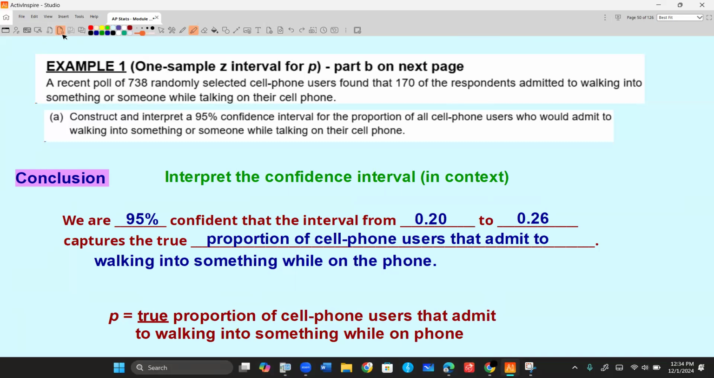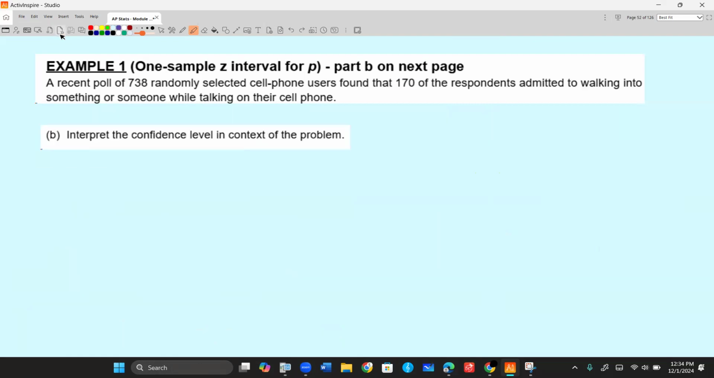And then the textbook will call this the conclude. So the textbook says state, plan, do, conclude. I say procedure, parameter, conditions, calculations, conclusions. So I like to use those 5 things to remind us to have everything on there.